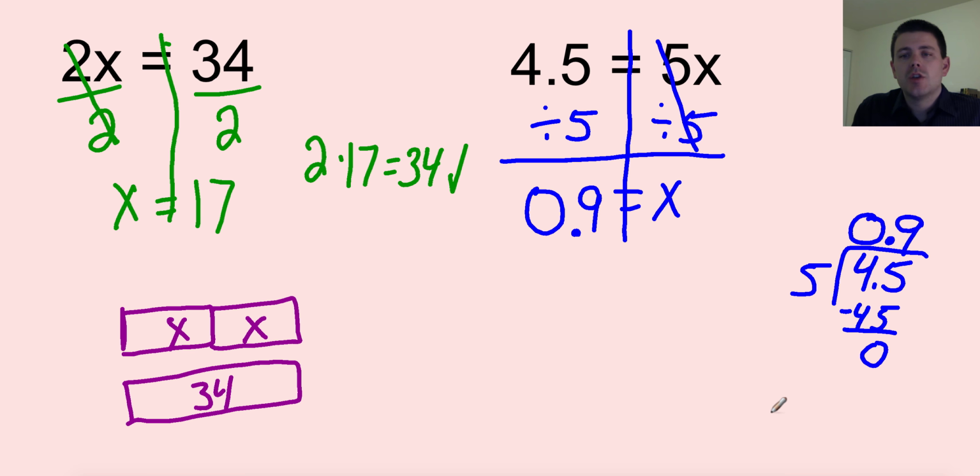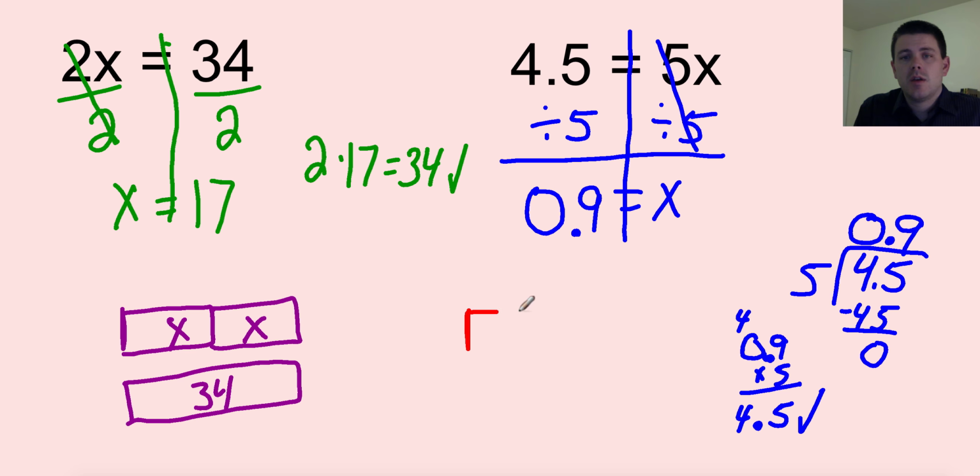Okay, so let's check our answer. 5 times 0.9. Let's multiply it out. Give myself a little bit of space down here. 5 times 9 is 45. 5 times 0 is 0 plus 4. We had 1 decimal place in the problem, so we put 1 decimal place in our answer. Yep, our answer works.